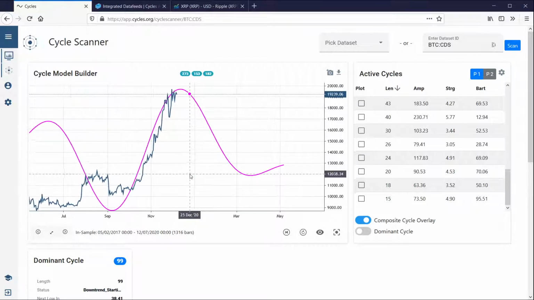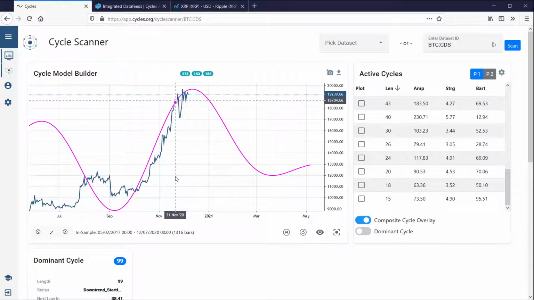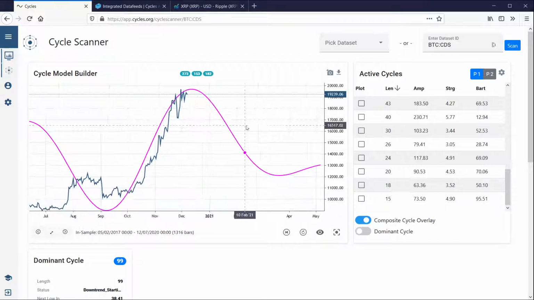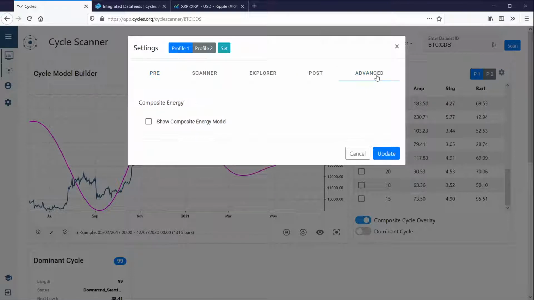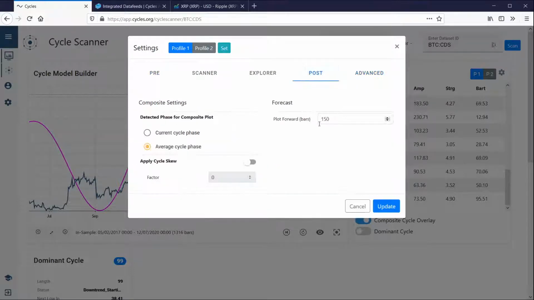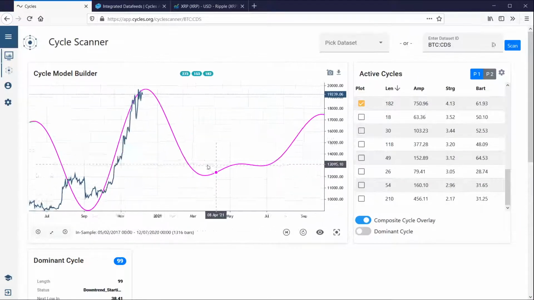Now let's look at the current situation. Looking at the chart, this is Bitcoin versus the US dollar, and it is now making a top, at least from the cycle analysis point of view. We could even add some more data to look more into the future to see where the turns will show up.